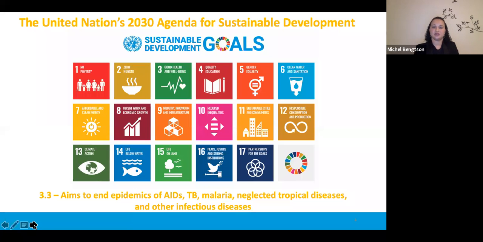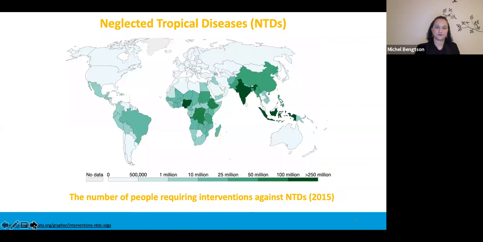These are the Sustainable Development Goals, and this research is geared towards Goal 3.3, which aims to end epidemics of AIDS, TB, malaria, neglected tropical diseases, and other infectious diseases. When looking at the global map of neglected tropical diseases, we see that millions of people require interventions against neglected tropical diseases. And we also see a trend of prevalence in the global south.